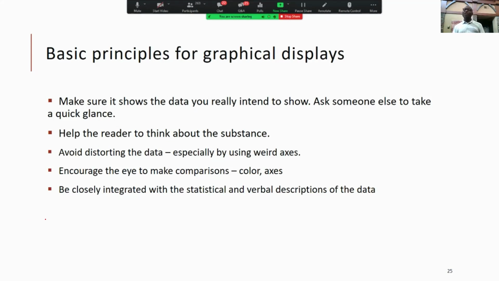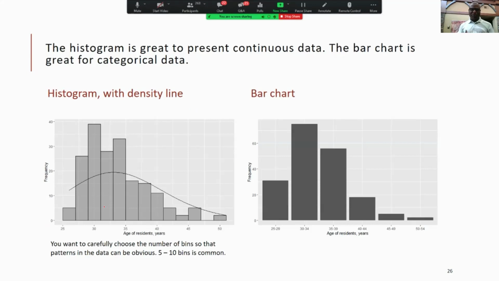But I tell you, there are so many graphs out there where the caption tells you something, the axis tells you something else. So we're going to go through a number of graphs right now, and we'll see. So the first kind of graph that I'd like to talk about is the histogram.